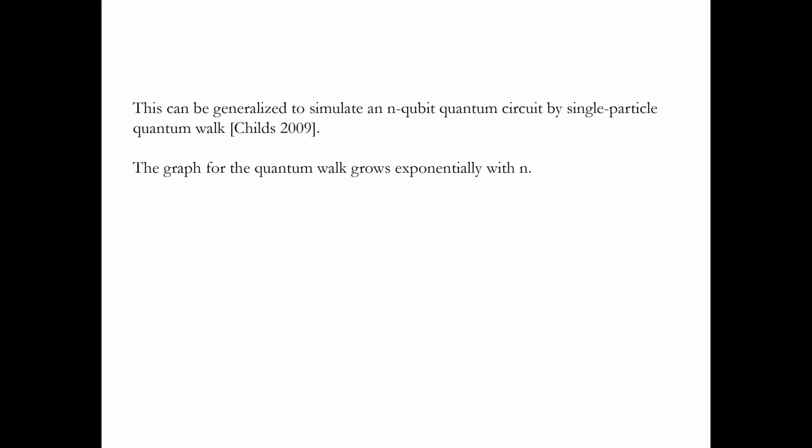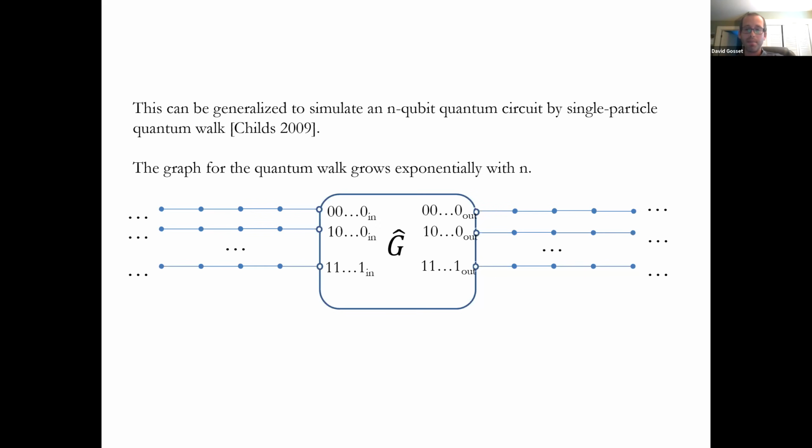Okay. So it's not hard to see that you can generalize this idea to simulate an n-qubit quantum circuit by single particle quantum walk. And this is what was done in Childs' paper in 2009. Maybe it helps to draw this picture, because really what you're trying to do there is construct a graph G-hat, which has 2 to the n input paths and 2 to the n output paths.